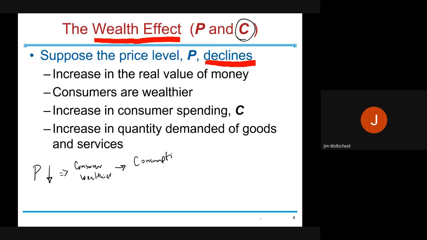Consumption increases. So I move downward along AD. So the story with the wealth effect: prices decrease, I feel wealthier. It feels like my money will go farther. And because I feel wealthier, I increase my consumption. When I increase my consumption, we move downward along the aggregate demand curve. That's effect one. That's P and C.